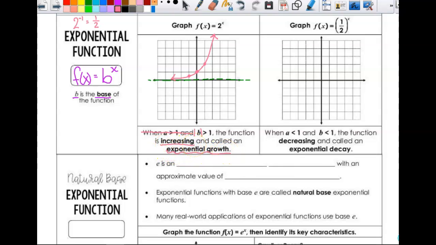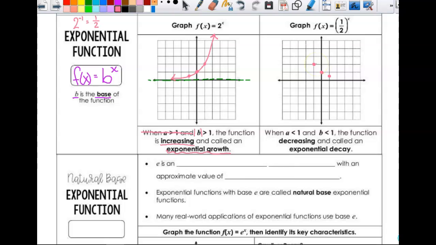Okay. Let's look at what happens when it's less than 1. So I'm going to go in the same order. We're going to substitute in 0. 1/2 to the 0 power is what? 1. Anything to the 0 power is 1. If I substitute in 1, 1/2 to the first power is just going to be 1/2. What if I use negative 1? What's 1/2 to the negative 1 power? 2, because it's the reciprocal, so (negative 1, 2).